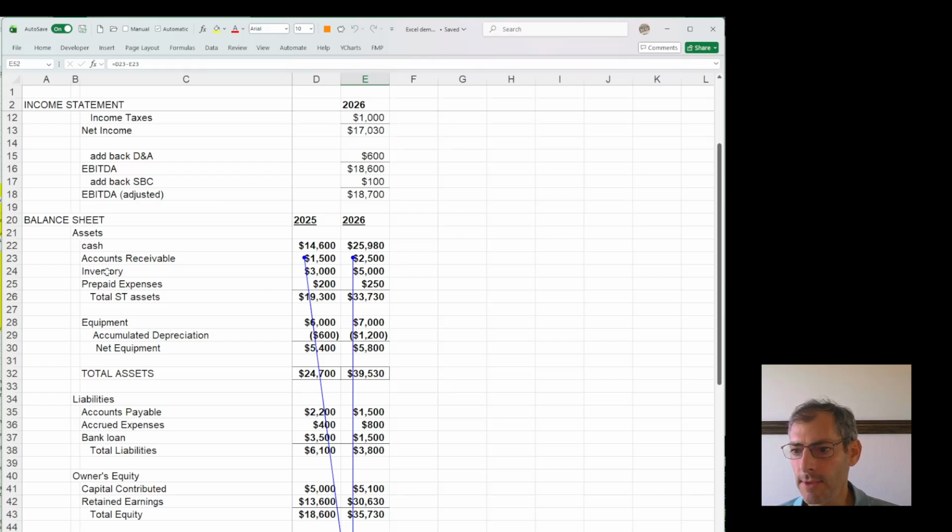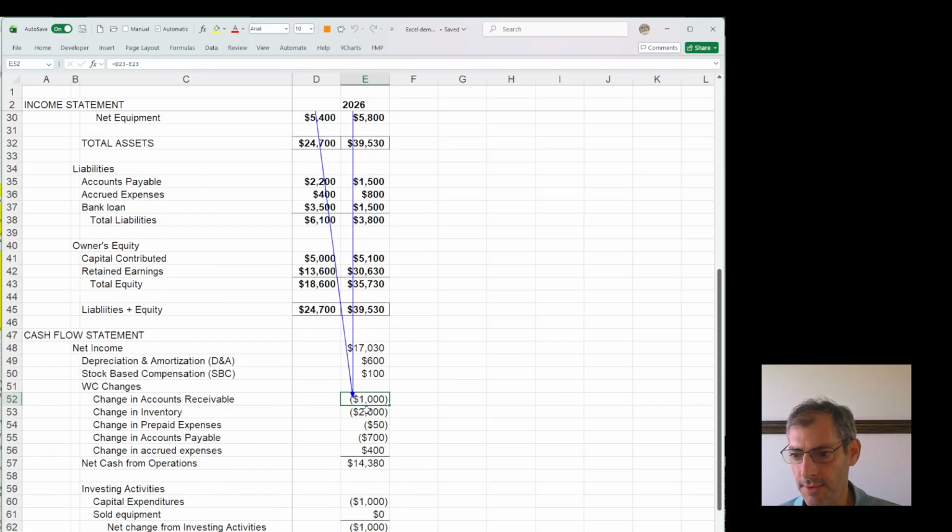Same way, our inventory rose by $2,000. Well, why might that have happened? Maybe we purchased another $2,000 of inventory that we still haven't used. So that's $2,000 less cash we have, so that comes out as well. And you see that here.